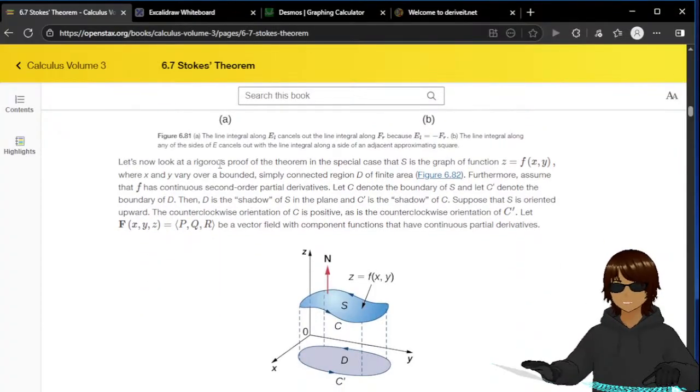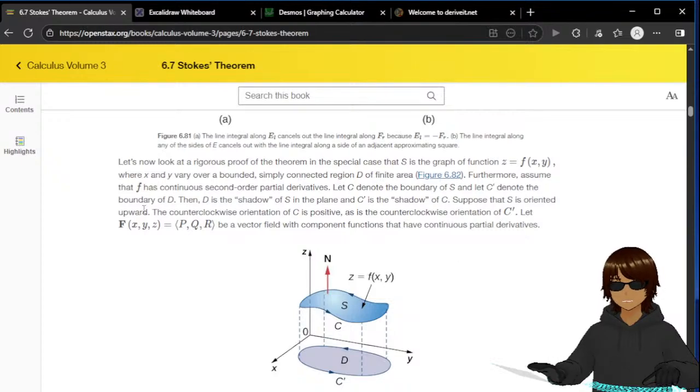Let's now look at a rigorous proof of the theorem in the special case that S is the graph of the function z equals f of x, y, when x, y vary over a bounded, simply connected region of finite area. Furthermore, assume that f has continuous second order partial derivatives. Let C denote the boundary of S, and let C naught denote the boundary of D. Then D is a shadow of S in the plane and C naught is the shadow of C.